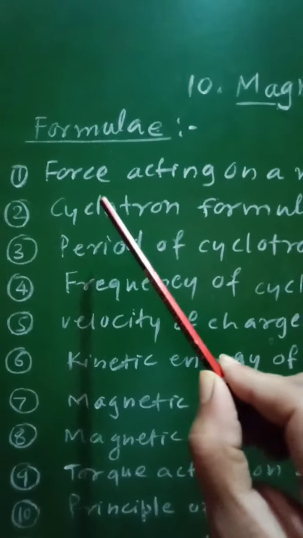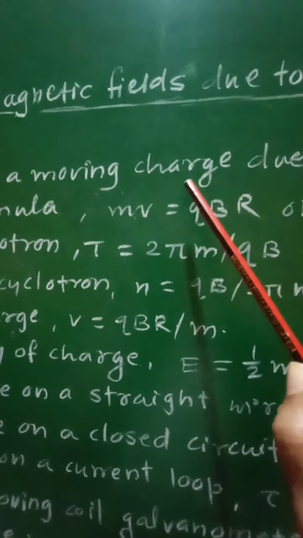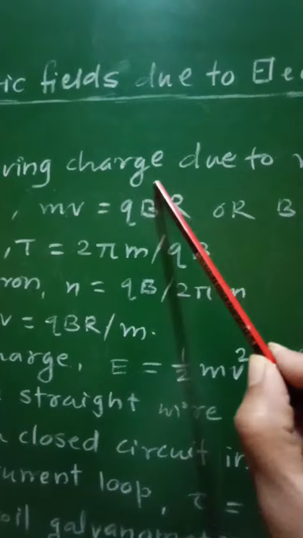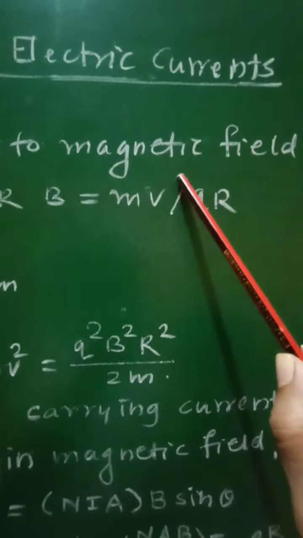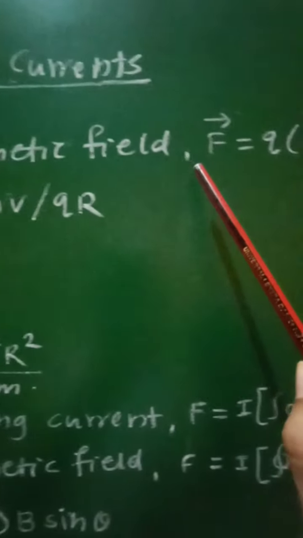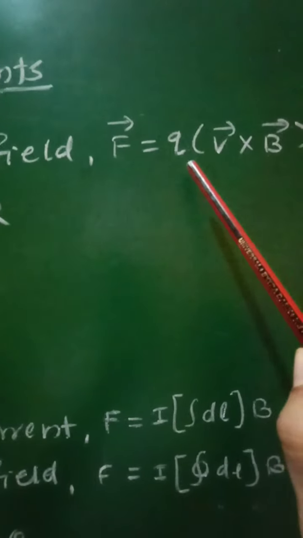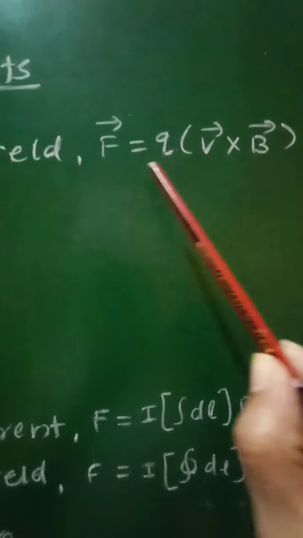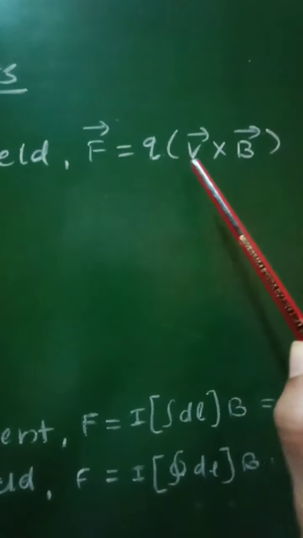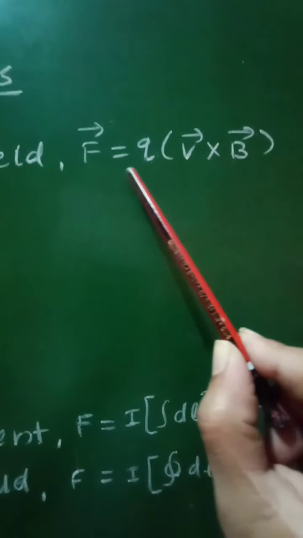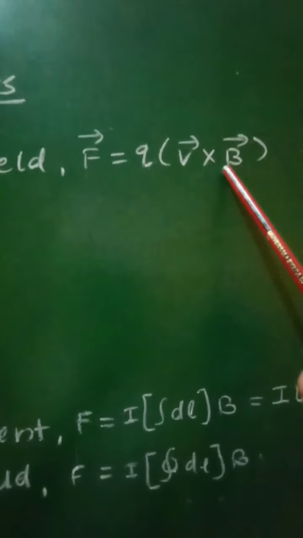First formula is for the force acting on a moving charge due to magnetic field. That is, when any charge is moving through a magnetic field, at that time the force acting on that charge is F equal to q into v cross B. Its magnitude will be given as F equal to q v B sin theta.